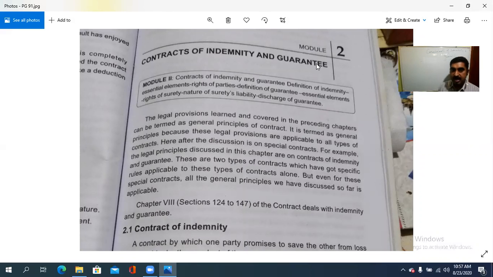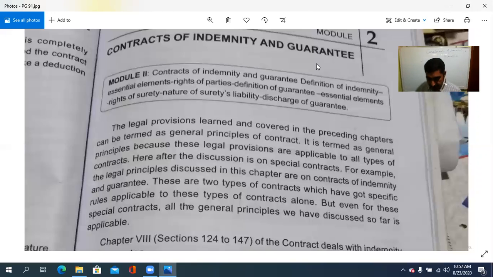The legal provisions learned and covered in the preceding chapters can be termed the general principles of contract. In the previous chapters, we covered the quasi-contract, the discharge of contract, the remedies for breach of contract, and principles with regard to the contract. It is termed the general principle because these legal provisions are applicable to all types of contracts. Hereafter, the discussion is on special contracts. A contract of indemnity is a special contract. For example, the legal principles discussed in this chapter are on contracts of indemnity and guarantee.